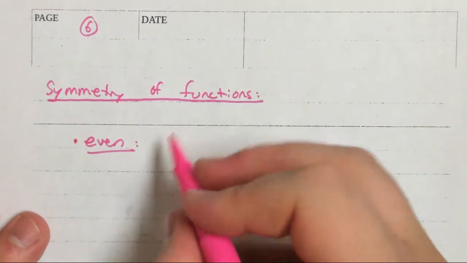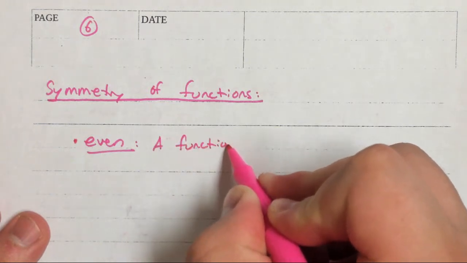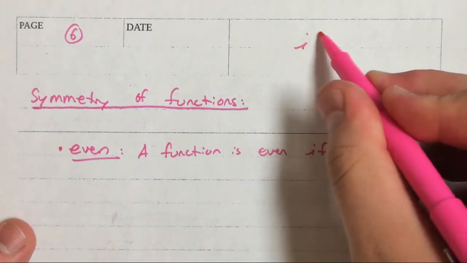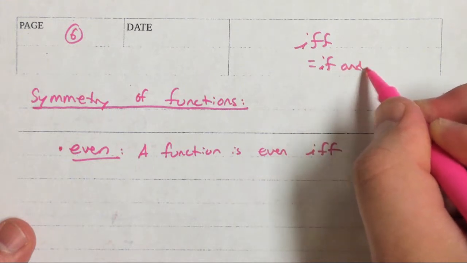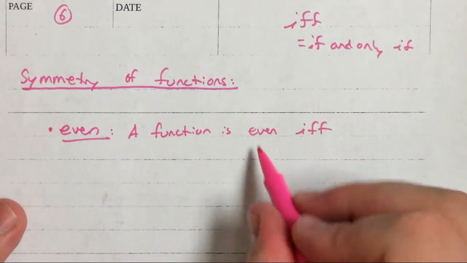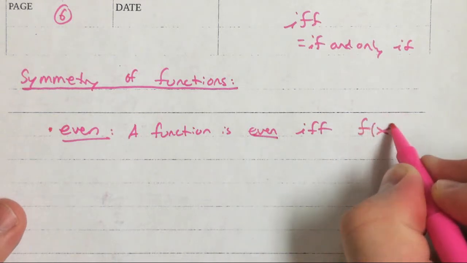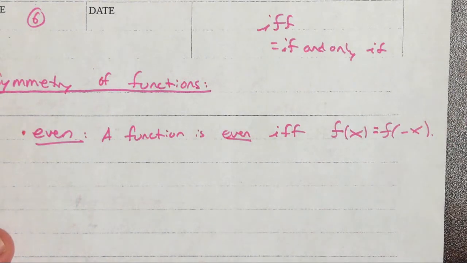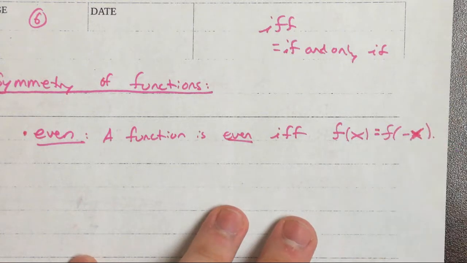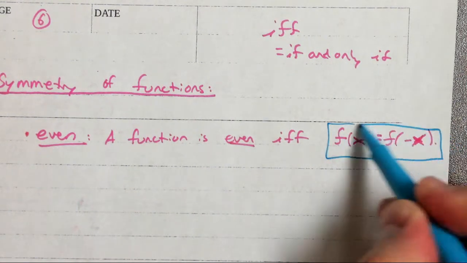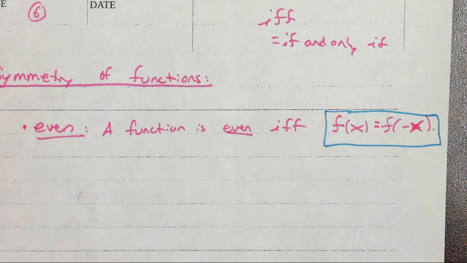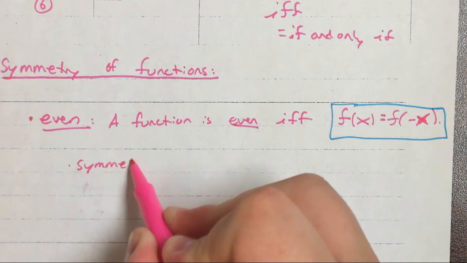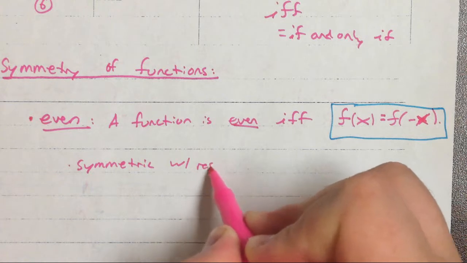So even functions. A function is even if and only if, that's what "iff" with two f's means, if and only if f of x equals f of negative x. Okay, this is the algebraic definition for an even function. And even functions are symmetric with respect to the y-axis.